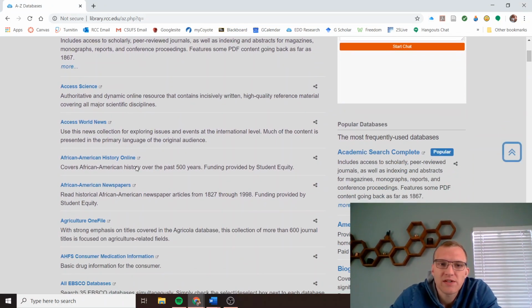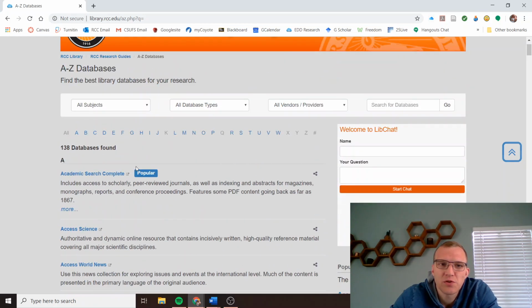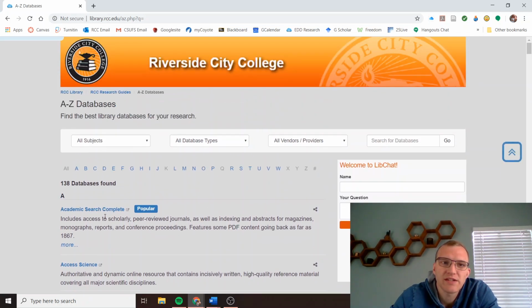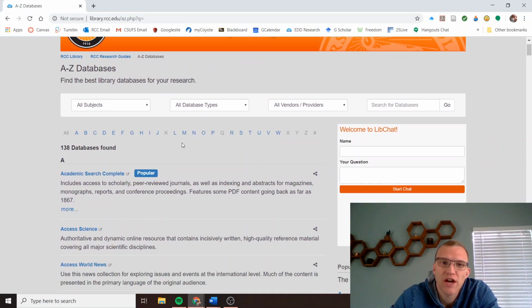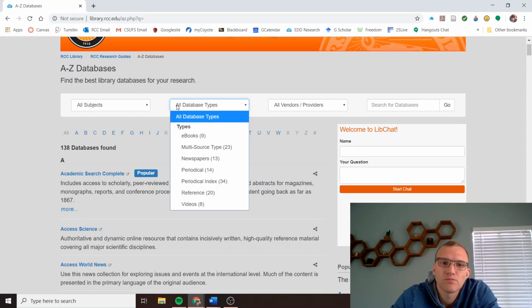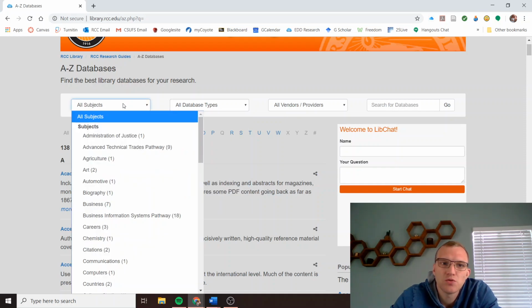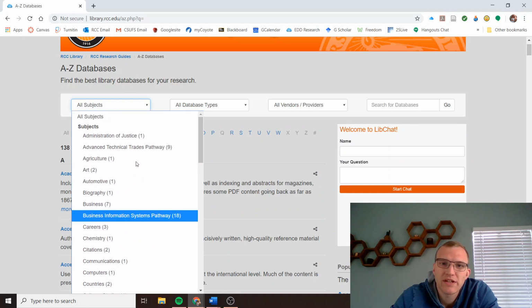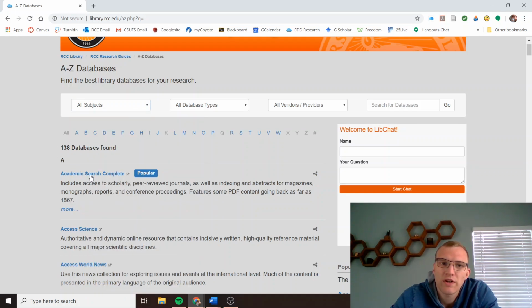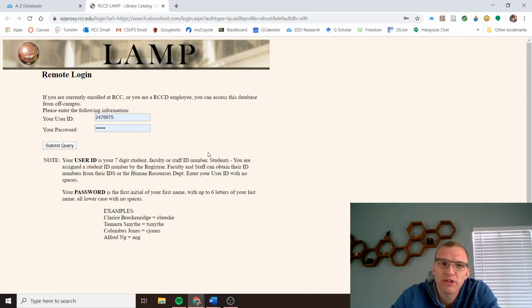In these databases, there's a lot of different databases you can choose from. I'm using Academic Search Complete. This is essentially kind of the Walmart of databases. You can get a lot of different kinds of things here. There are more specialty databases down below, and I would suggest you sort it by subject, maybe to give you an idea of what to see. But Academic Search Complete, let's go here.